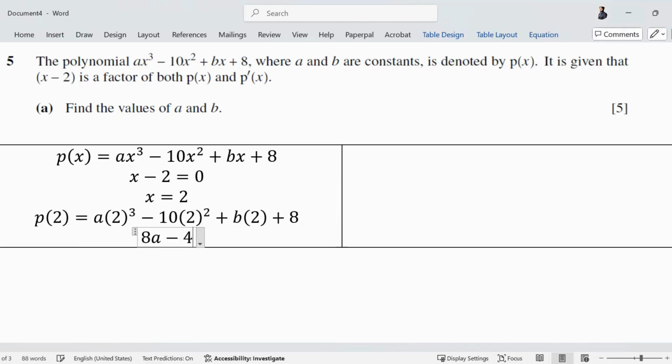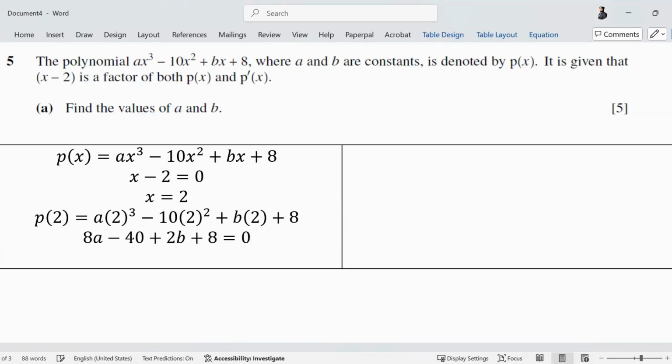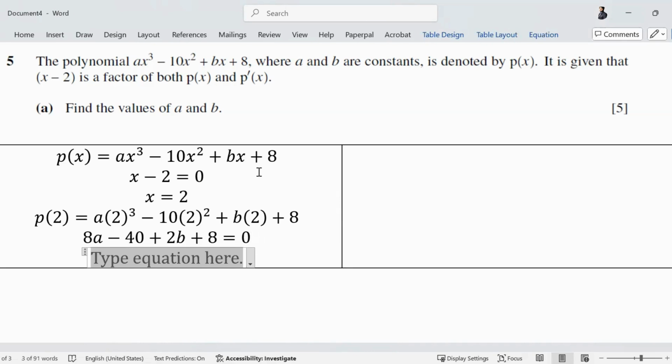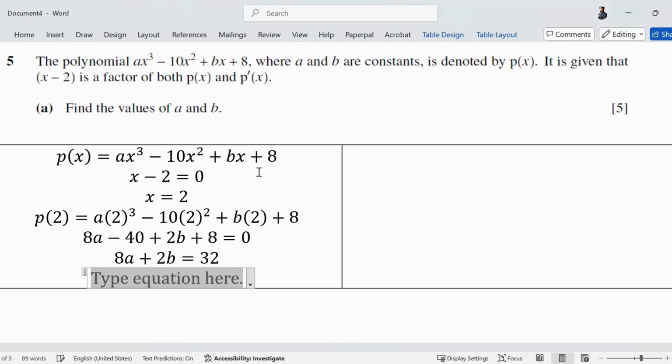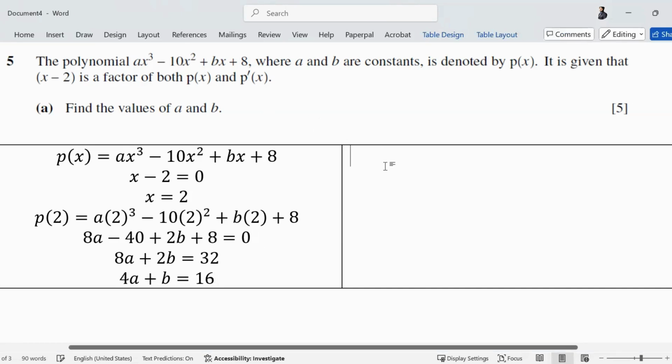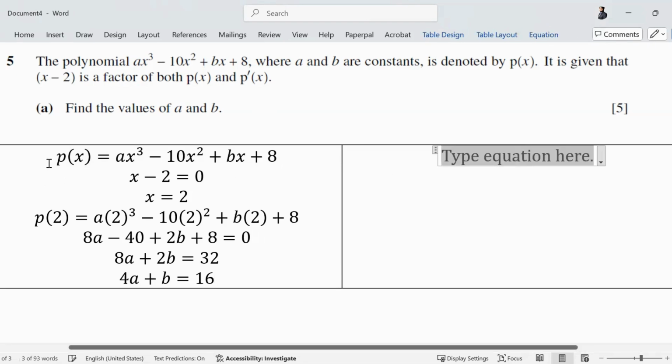8a minus 40 plus 2b plus 8 will be equal to 0. Simplify this: 8a plus 2b is equal to 32. You divide it by 2, you get 4a plus b is equal to 16. Simplifying it because you'll eventually have to use it. What is p dash of x? That is the derivative of p. So if this is p, if I differentiate it, I will get p dash of x.